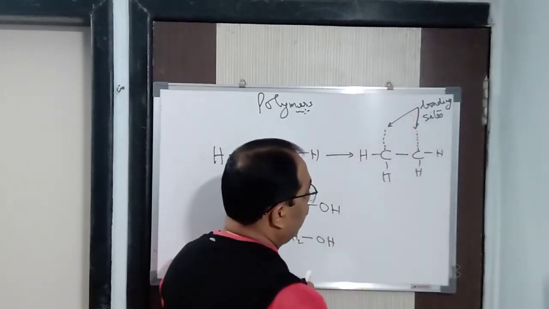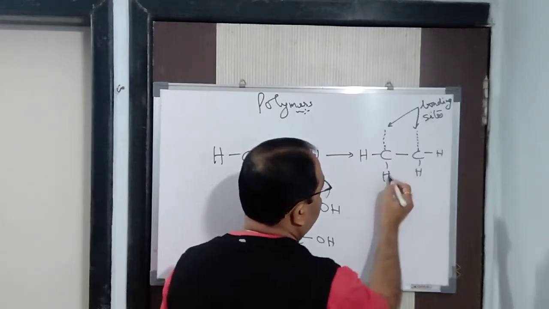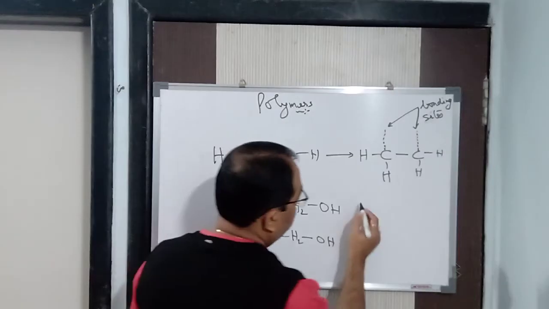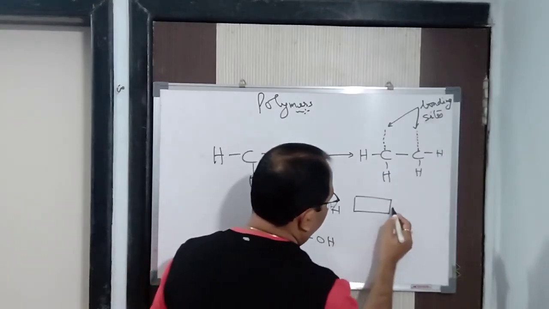But if you have at least 3 functional sites, that is 3 bonding sites, then what happens? Let us say this is a monomer, it is having 3 bonding sites.